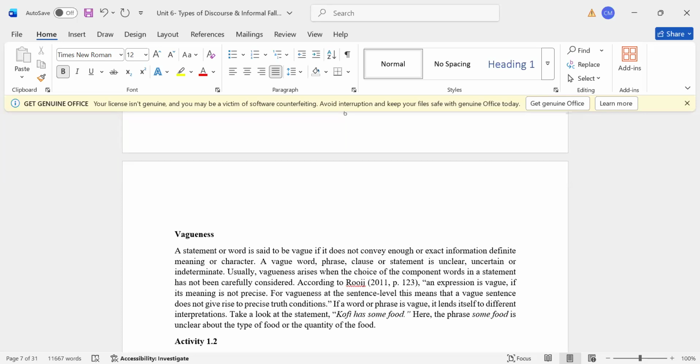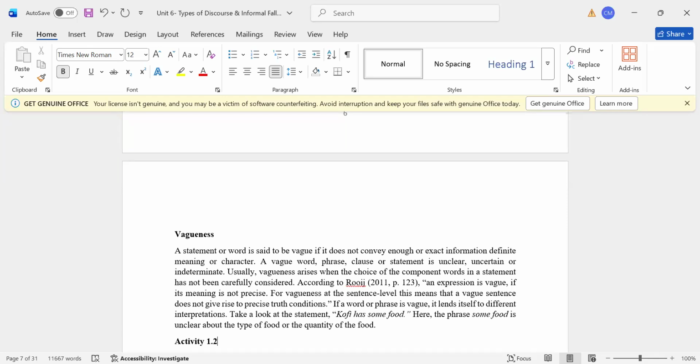For vagueness, what it means is that a particular word or phrase does not give you a definite or exact meaning. It's not the entire sentence that has multiple meanings, but there's one word that is not giving you the exact meaning, the exact number, the exact figure we're talking about. So if I say, I will leave the class soon.